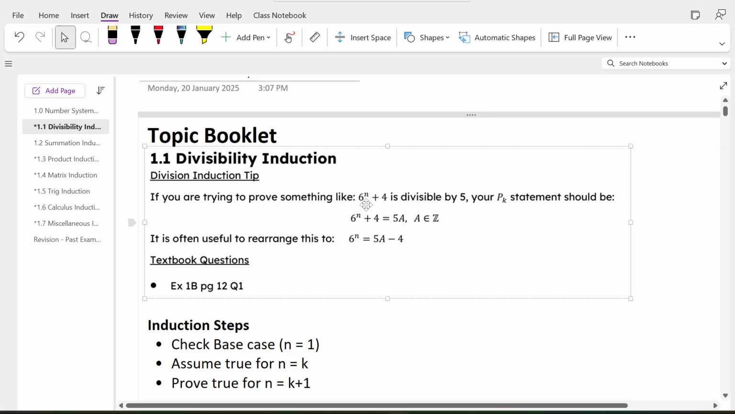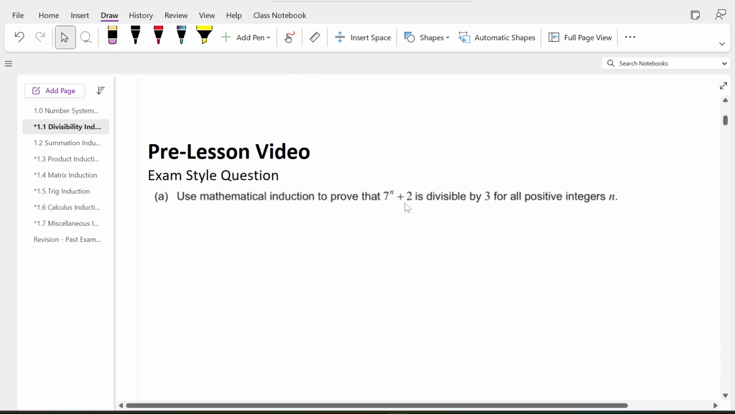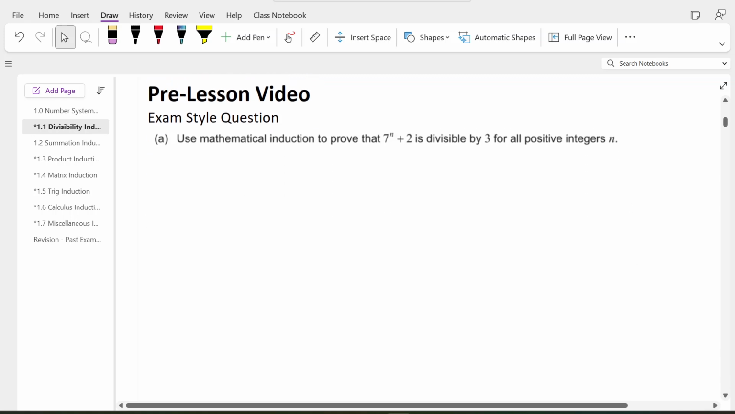So this one here says 6 to the n plus 4 is divisible by 5. That means that we're trying to prove that no matter what value you put in for n here, the answer you get will always be divisible by 5, with n being a positive whole number here. Alright, so the example we're doing in this video is 7 to the n plus 2 being divisible by 3.